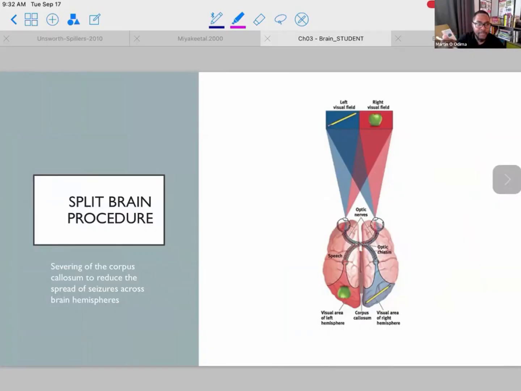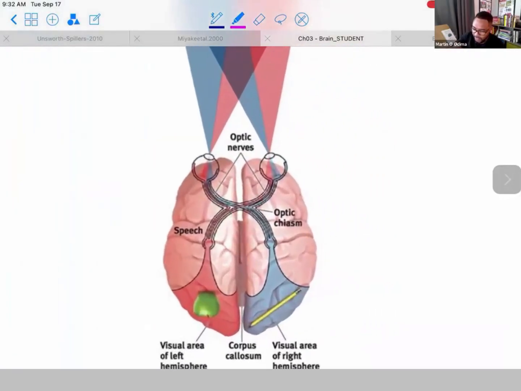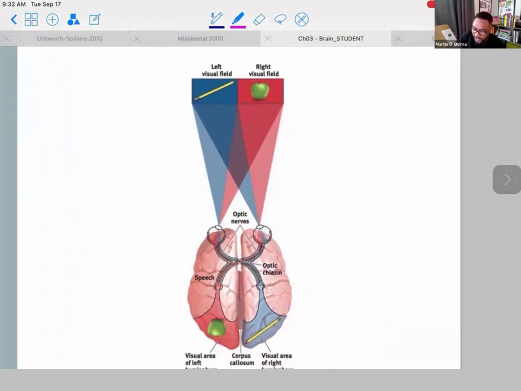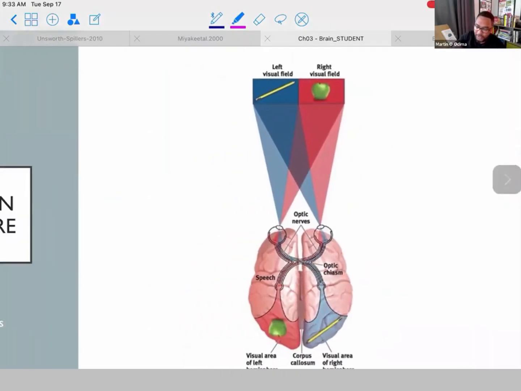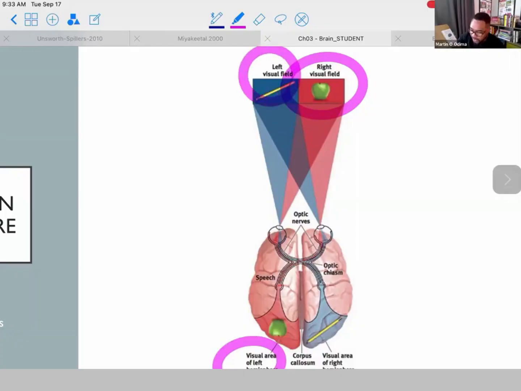There's a procedure called the split brain procedure, the severing of the corpus callosum to reduce the spread of seizures across brain hemispheres. One question to ask yourself is, what do you think the impact of that would be? As you can see in this picture, it's another example of how the different parts of our brain are connected. Even the way that we see our right visual field versus our left visual field is connected with the opposite part of the brain. The right visual field is connected with the visual area on the left hemisphere, and the left visual field connects with the visual area of the right hemisphere.